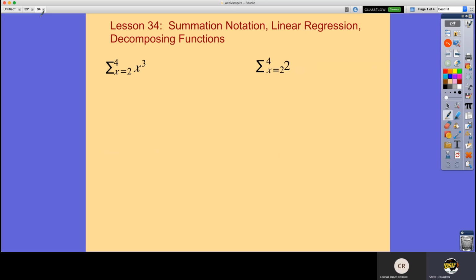Yeah. All right, so lesson 34, we're gonna do some different stuff here. Just copy down the title. Do not copy down the problems because computers are dumb sometimes. And that's not how this is going to look on a test or in your homework or anything like that.